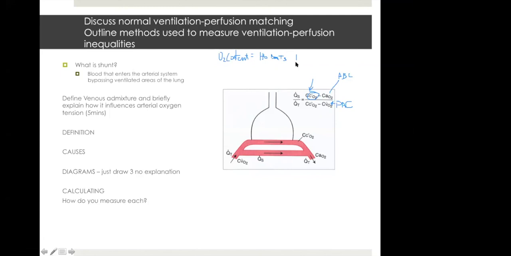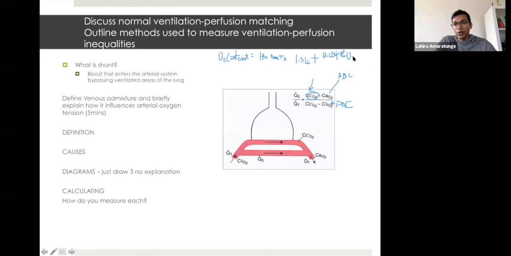Never heard that before, but yeah, 1.34 I'm good with. Added to that, it's 0.03 or 0.02, depending on the textbook, times the partial pressure of oxygen. Fantastic. Sorry about this, guys, again. But you're right about that equation.